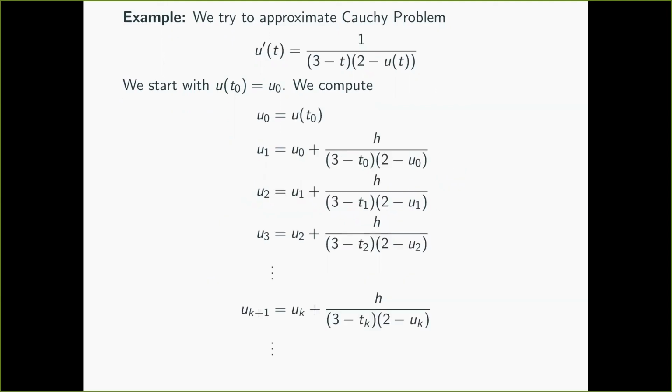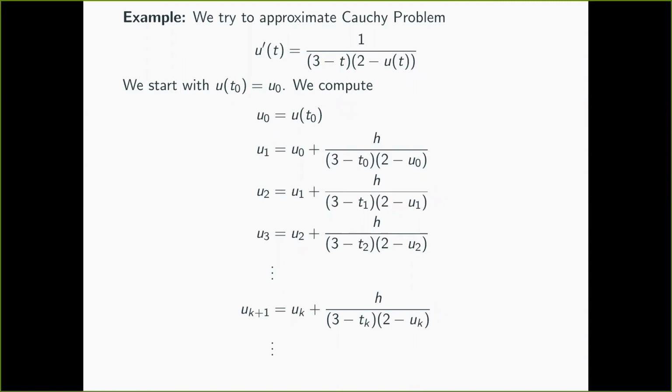Okay, let's also have a look at another Cauchy problem where the right-hand side might not be defined for all values of t and u. Okay, we can still apply the Euler method. Whether that's a smart thing to do or not is a different question, but still we can do that. Let's take a look at the Cauchy problem. u prime of t is equal 1 over 3 minus t times 2 minus u of t.